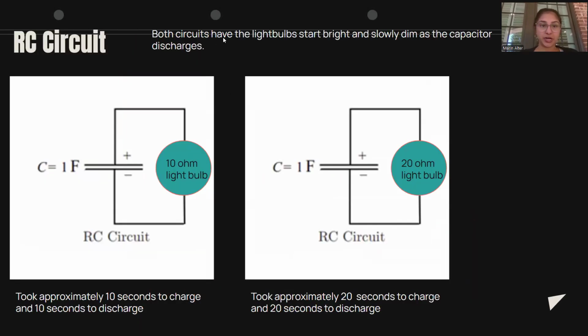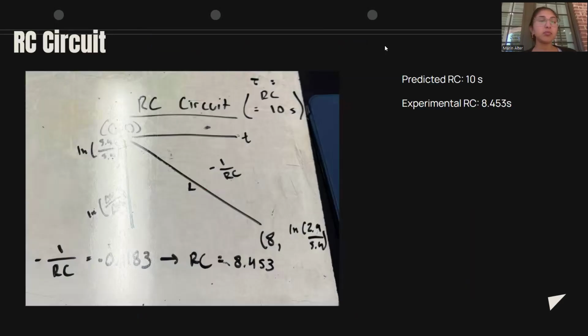And so now we'll go into the RC circuit. And in this circuit, we did a circuit with a 10 ohm light bulb and a 20 ohm light bulb. So with the 10 ohm light bulb, it took approximately 10 seconds to charge and 10 seconds to discharge. And with the 20 ohm light bulb, it took approximately 20 seconds to charge and 20 seconds to discharge. And both circuits have the light bulbs start really bright, and they slowly dim as the capacitor discharges. And so here's a graph of our RC circuit. And as you can see, the predicted RC, which is tau, is equal to 10 seconds. And the experimental RC that we found is equal to 8.453 seconds. So a little off, but still just experimental error and human error.